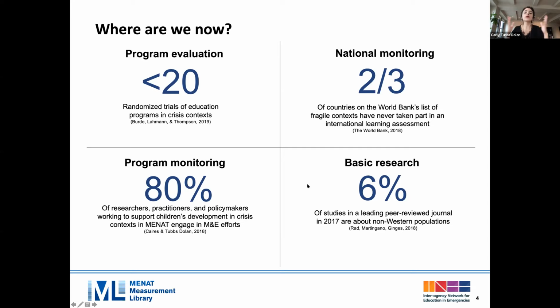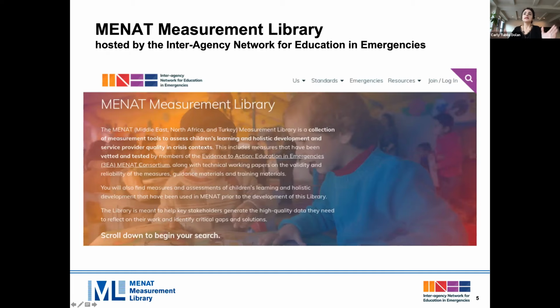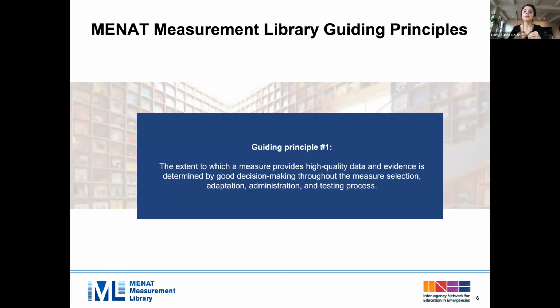And with that as an introduction, these are the gaps that the MENAT Measurement Library is hoping to address. And we do so starting in the Middle East, North Africa, and Turkey, as the name suggests. And we do so in part by providing an initial supply of measures that have been tested, that can be used to generate this evidence, but that they themselves have what we call psychometric evidence about the extent to which the measures are producing high quality data in the context in which they were tested and for the purpose for which they were tested. And so by high quality data, what I mean is data that is accurate or reliable, and data that is meaningful or valid.